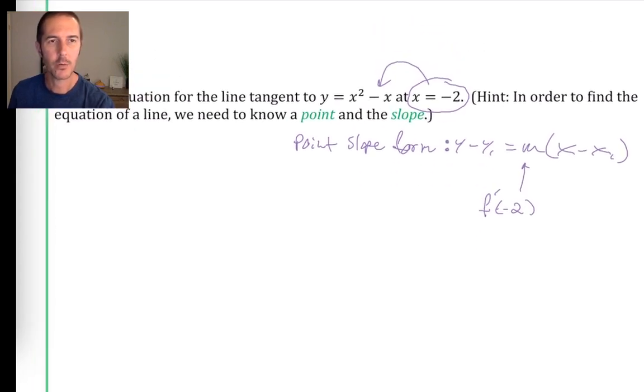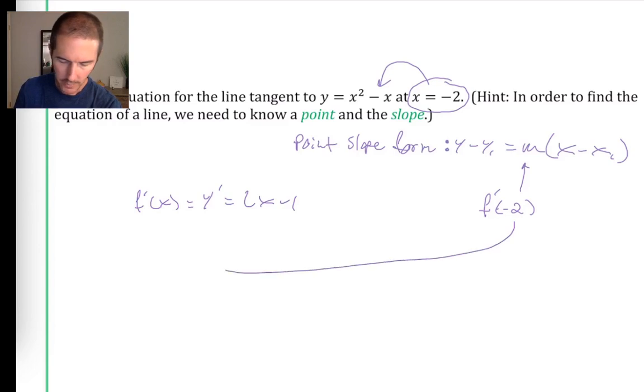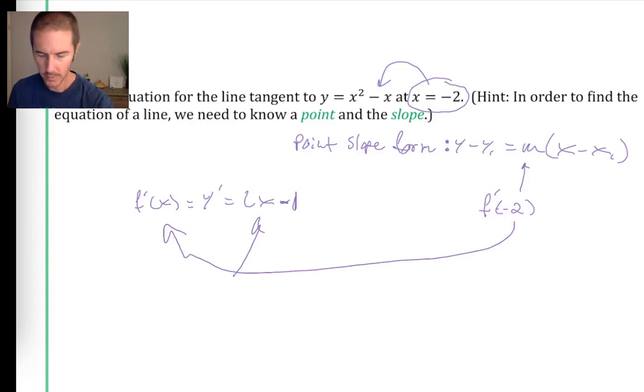I will tell you that your first derivative, y prime, is equal to 2x minus 1, otherwise known as f prime of x. All right, I'm going to leave you to find the y value that goes along with your x coordinate, and then I'll also leave you to take your value of -2 and plug it in here in order to find your slope, 2x minus 1.